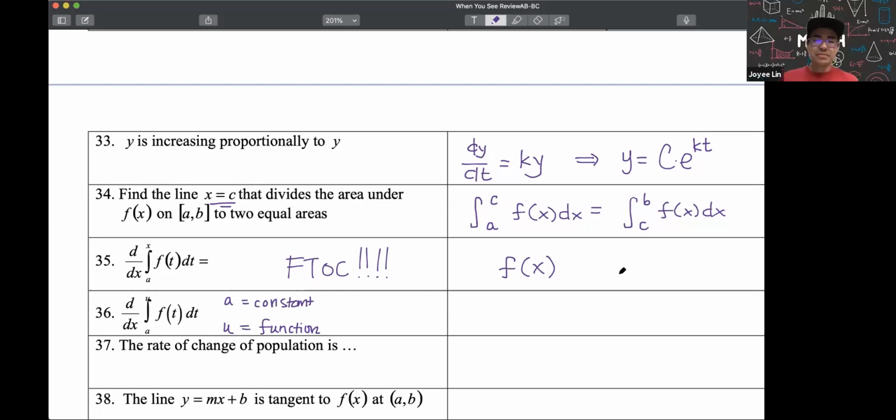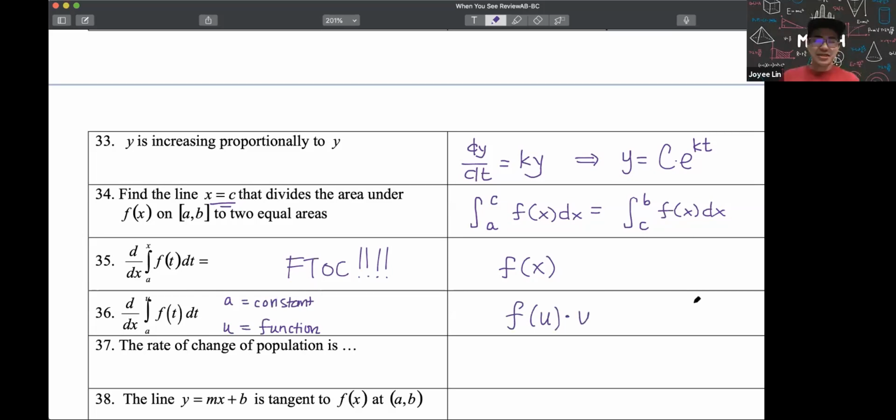Not f of a. Not f of u either. This one is f of u. This one you have the derivative of u, so you could say u prime, or some people say f of u du, right? This is the expression that we did earlier when we had that integral, right?